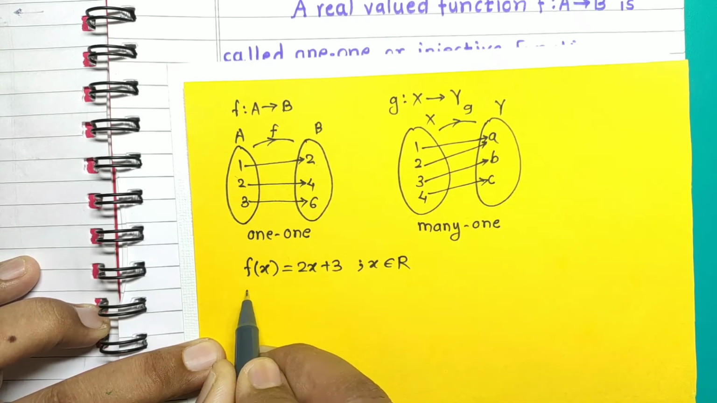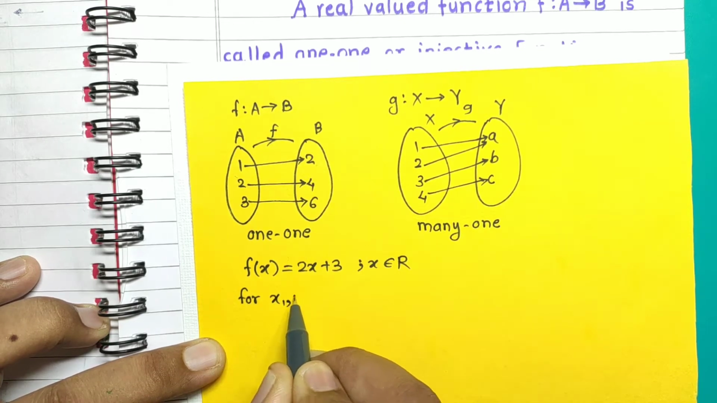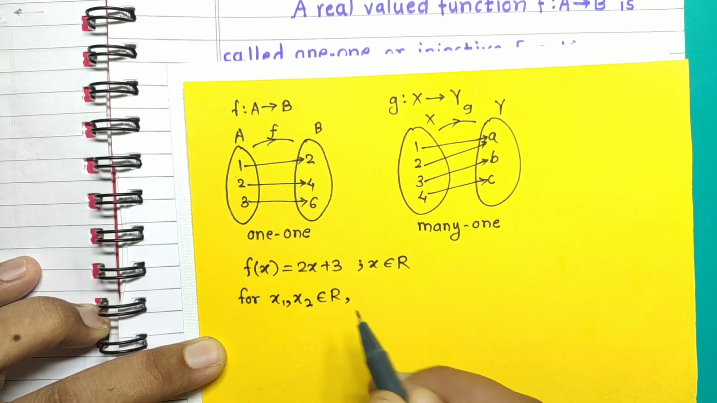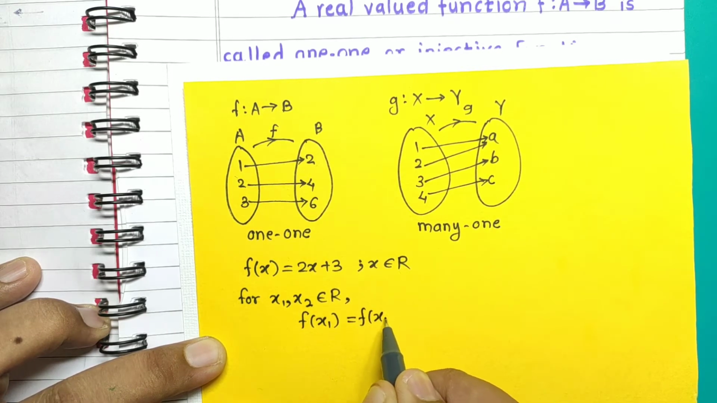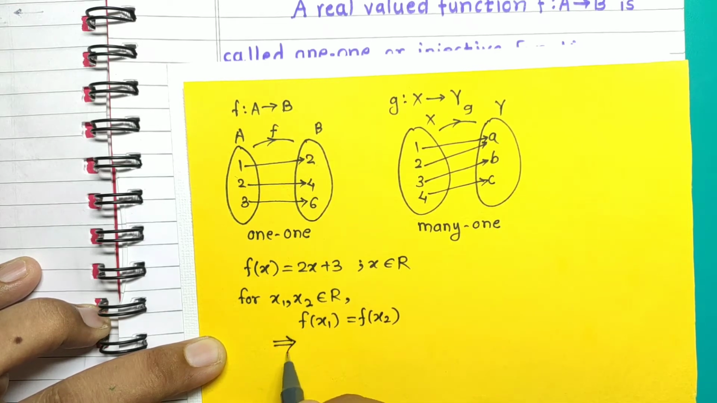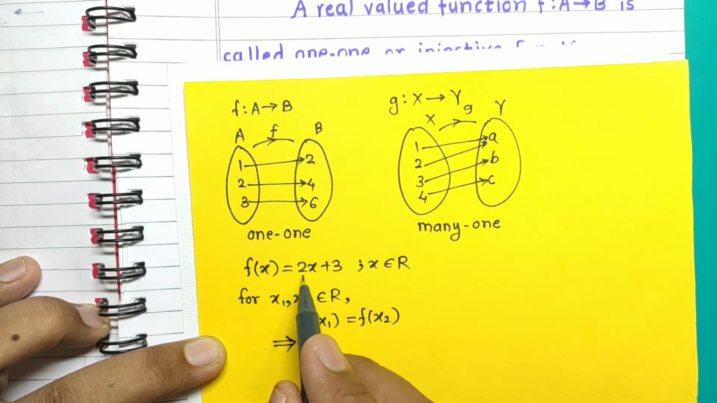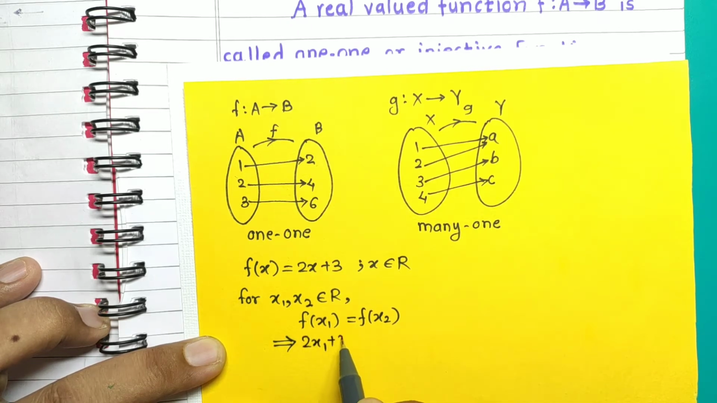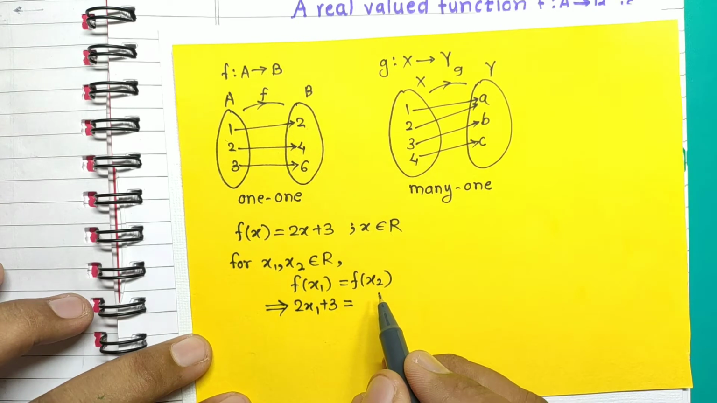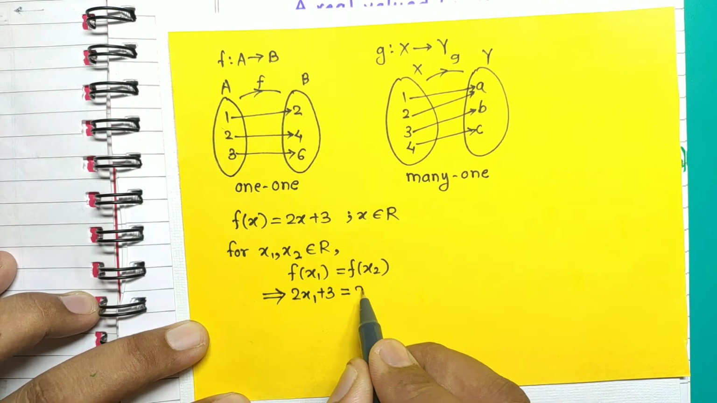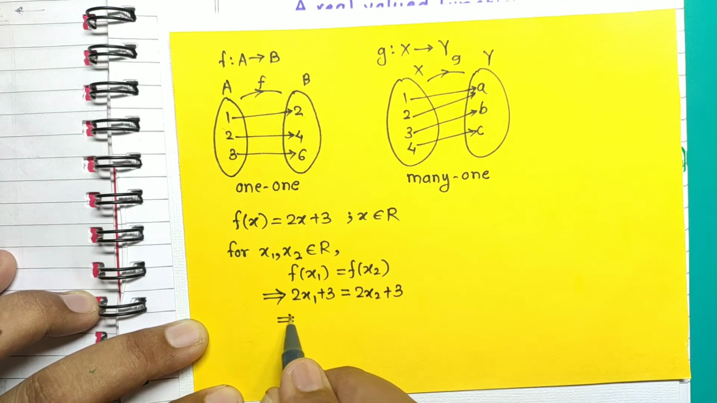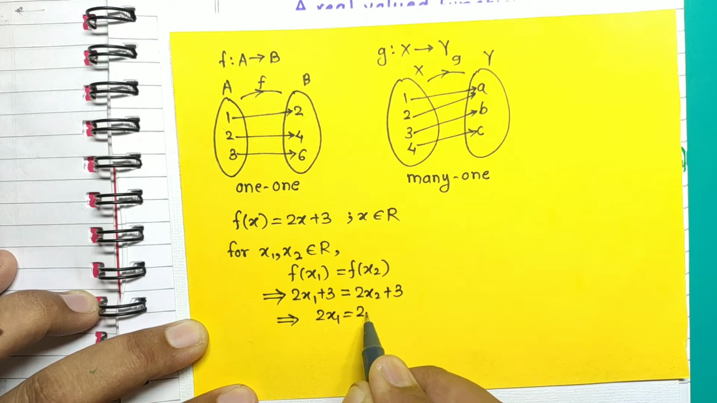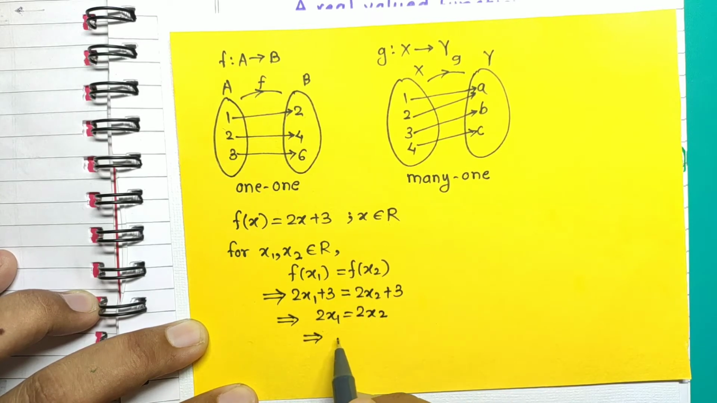So see, for some elements x1, x2 belonging to R, if we consider f of x1 is equal to f of x2, then that will imply 2x1 plus 3 is equal to twice x2 plus 3. 3 gets cancelled on both sides. So this implies twice x1 is equal to twice x2. So this implies x1 is equal to x2.